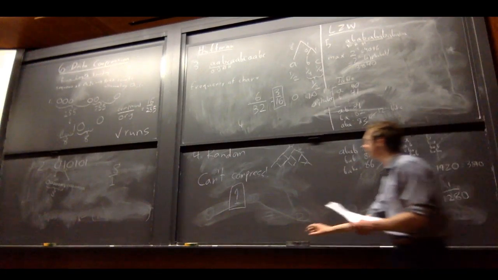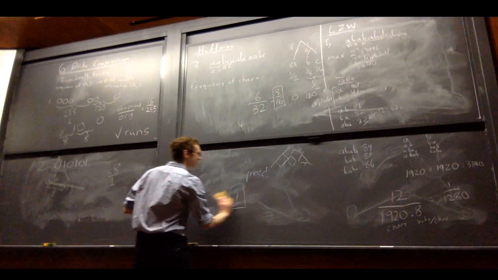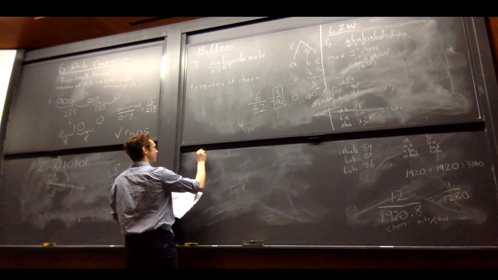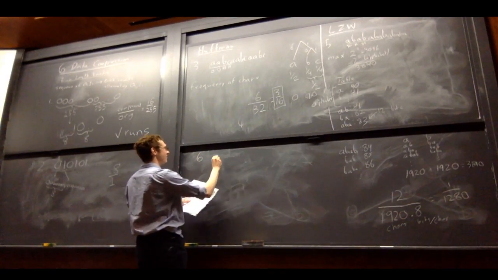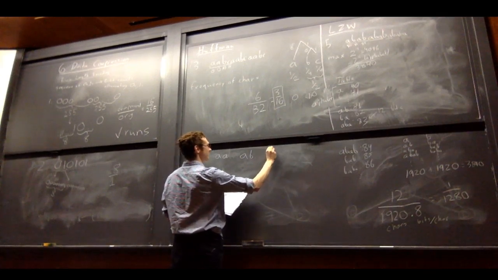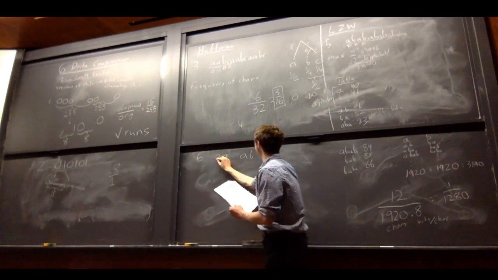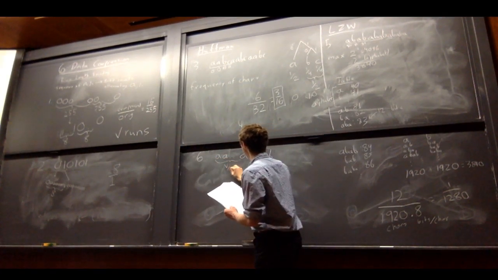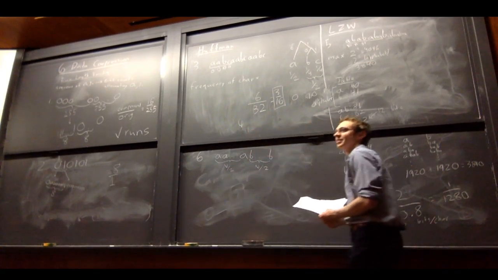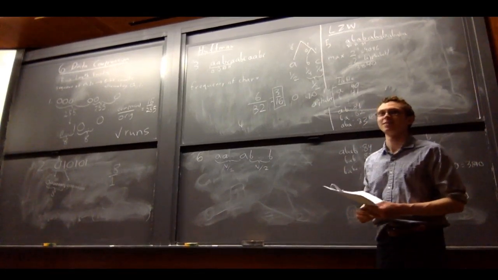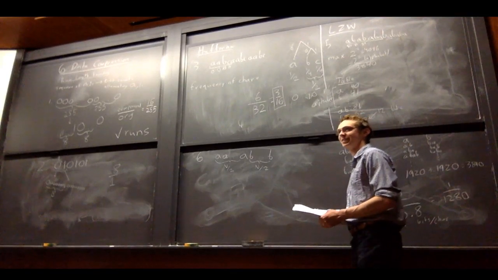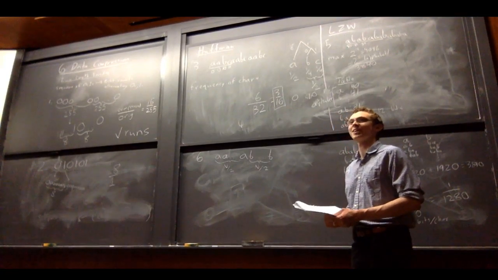Okay, last one is LZW now. With a sequence of n over 2 A's followed by n over 2 B's. Would someone like to tell me how to approach this problem?